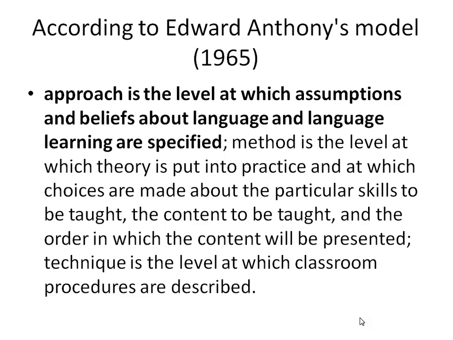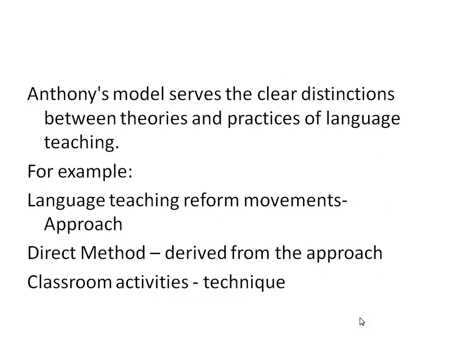Anthony, what did you say? Anthony said, yeah. Anthony, what did he say? That means there are 3 ways of English language method. The American linguist Anthony said these 3 terms: approach, method and technique. Approach is the level of assumptions and beliefs about the language, and language learning is specified. Method is the level at which the theory is put into practice, and technique is the way that we can exercise in the classroom.